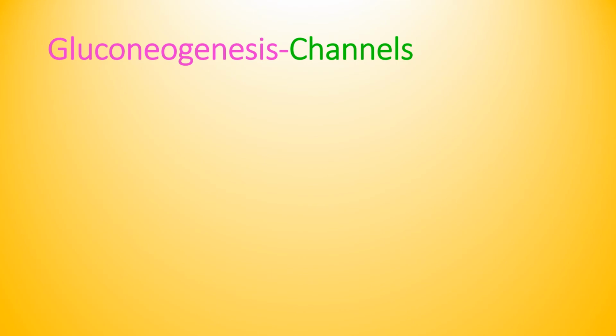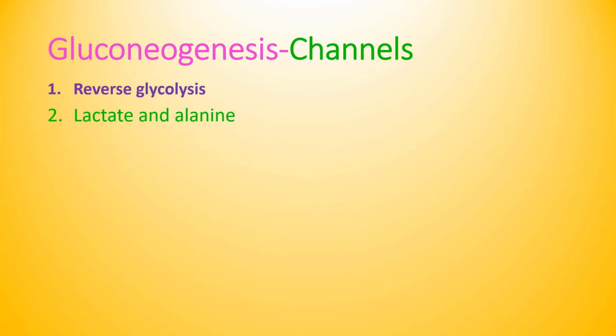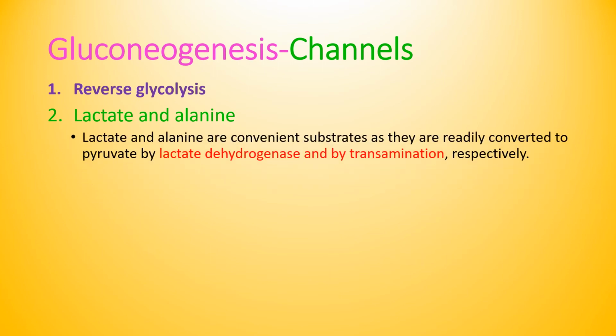Now come to the next glucose precursor. We have discussed the reverse glycolysis, and the next one is lactate or alanine. Lactate and alanine are convenient substrates as they are readily converted to pyruvate by lactate dehydrogenase or by transaminase respectively. That is why they can be used as a precursor of gluconeogenesis.